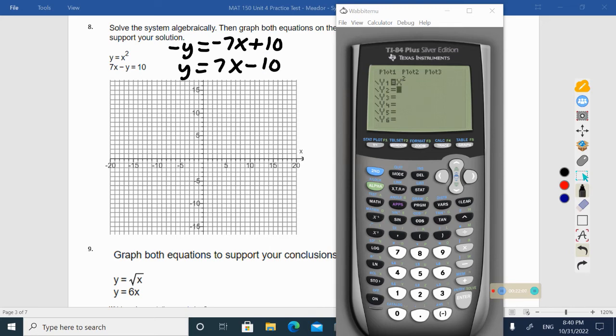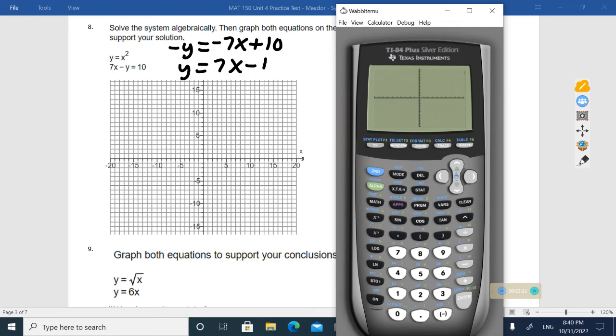So we're going to type in our equation, 7x minus 10. Now when you graph, you should always go Zoom 6, ZStandard, because that puts you in a 10 by 10 window. There's your parabola. And there's your line.